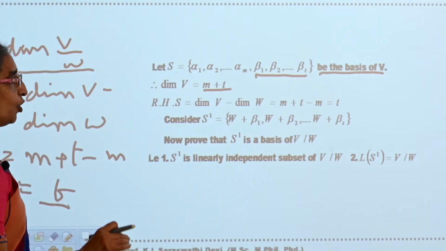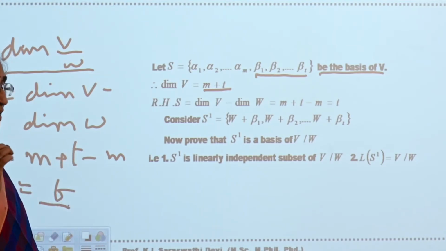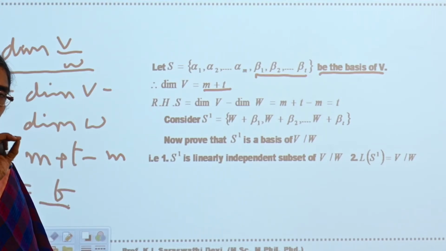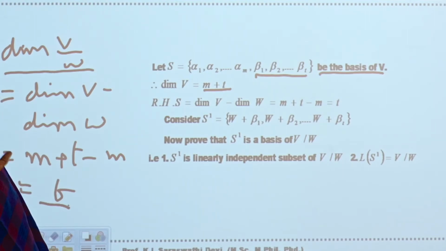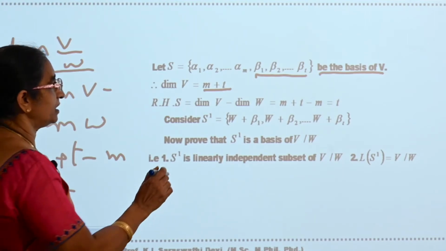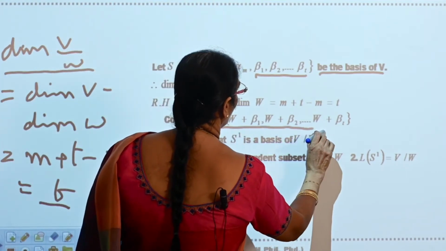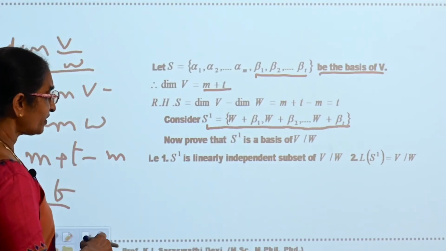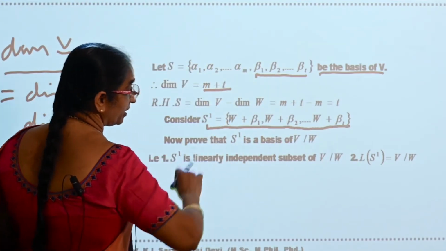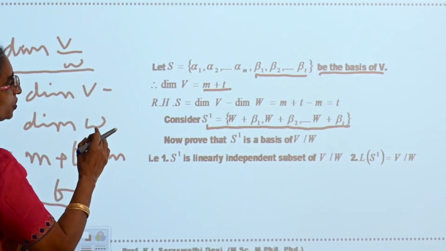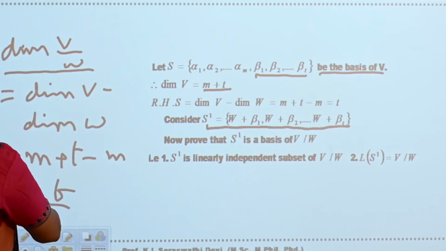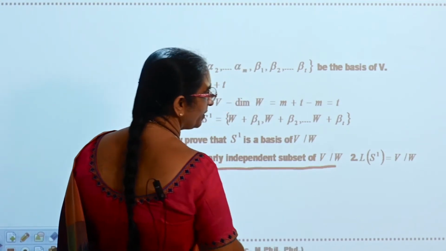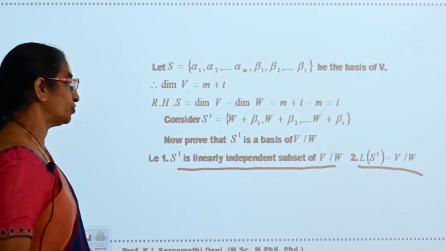In order to prove that, we will take a set with t elements, and if we show that it is linearly independent and that L of that set is equal to V by W, our problem is over. For that, consider S dash equal to W plus beta 1, W plus beta 2, and so on, up to W plus beta t. These are elements in the set of cosets, the quotient space. So S dash with t elements you have taken. Now you are going to prove that S dash is a linearly independent subset of V by W and L of S dash is equal to V by W.